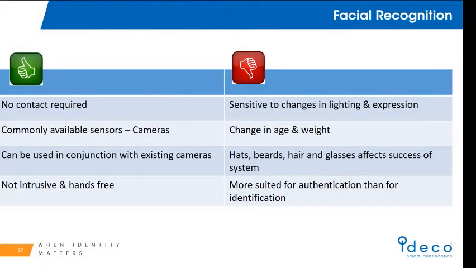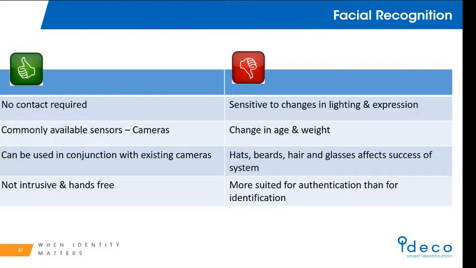There are some huge advantages and some disadvantages. If you look at some of the advantages, obviously there's no contact. It's very intuitive. It's hands-free. I can be carrying something when I walk into a building, look at a camera, and it can recognize me. And facial is really great if you're looking at bimodal, more than one mode, because it's something that's very intuitive. The sensors, the cameras, are currently in most buildings already.